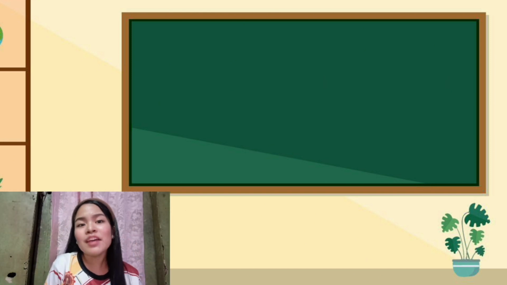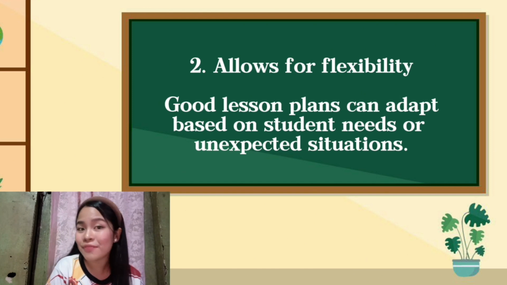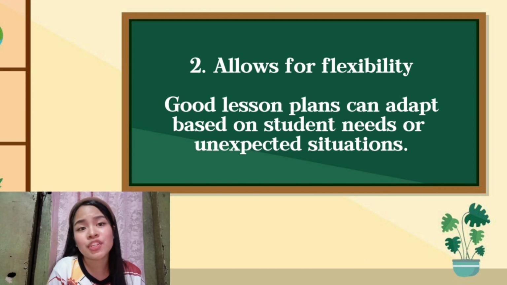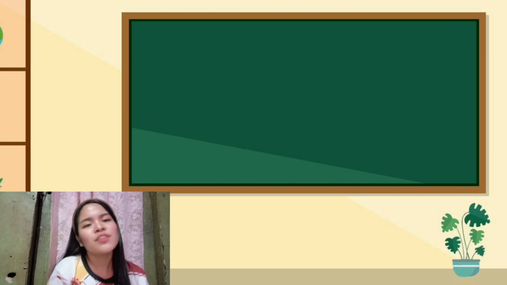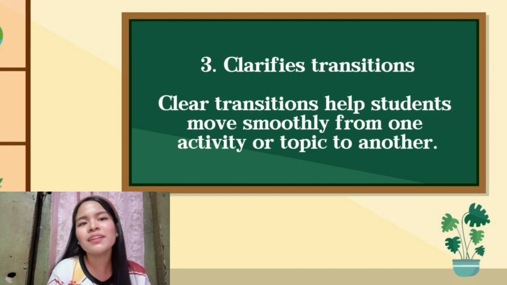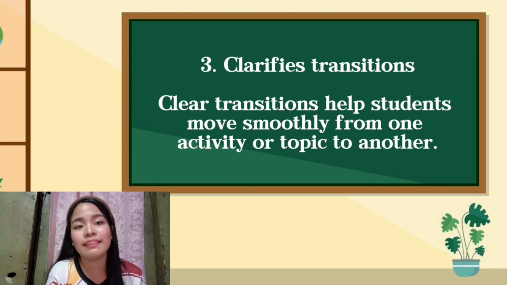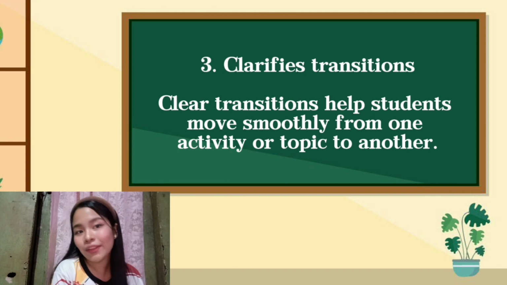Number 2, it allows for flexibility. A good lesson plan can adapt based on student needs or unexpected situations. Teachers can adjust pacing, materials, or activities as needed. The last one is clear transitions. Clear transitions help students move smoothly from one activity or topic to another. This keeps the class organized and reduces confusion.